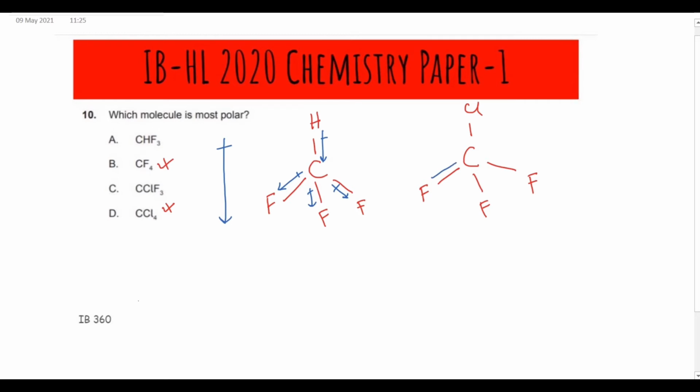In the next compound, we see that obviously fluorine is more electronegative than carbon, but chlorine is also more electronegative than carbon. As a result, some of the dipole moments of these fluorines would be cancelled by this chlorine. Okay, so as a result, I can safely assume that the dipole moment of this compound is much more than this compound, right? And that's the reason why option A is the correct answer. That's the reason why CHF3 is more polar than CClF3.